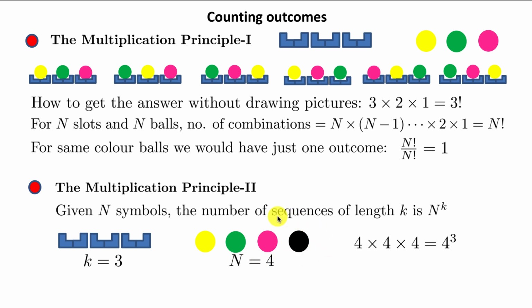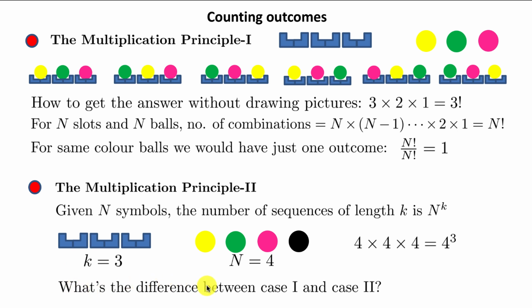I have 4 different symbols. They could be balls, they could be alphabets, they could be different kinds of fruit, and we need to create sequences that are 3 long. 3 boxes, 3 slots, 3 positions, or whatever. So n symbols, and the length of the sequence is k. In that case, this answer is obvious. It's n into n into n, k times. That's n to the power k.